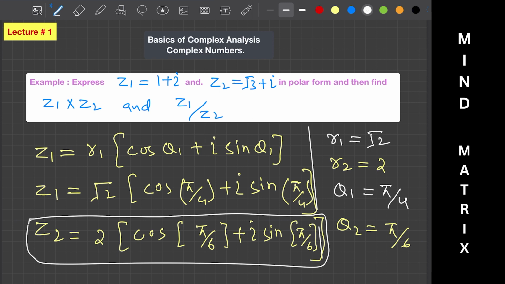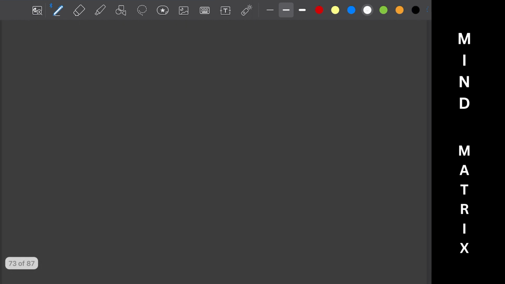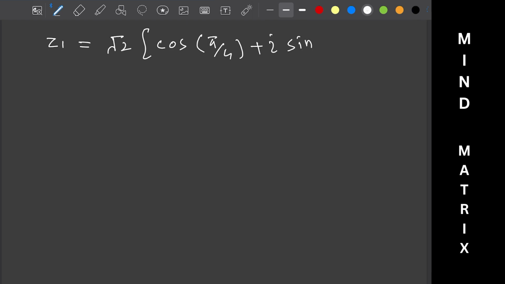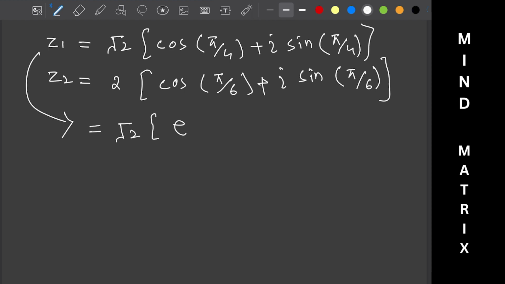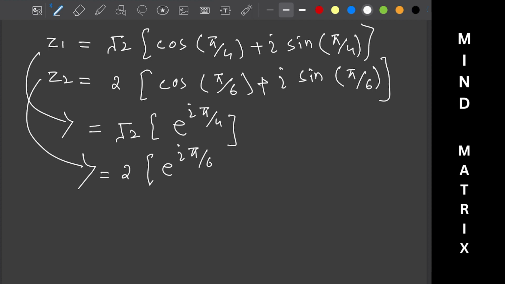So we have these two complex numbers in polar forms. z1 equals r1, which is under root 2, cos theta 1, which is pi by 4, plus iota sin theta 1, which is pi by 4. Similarly, we have z2 equals 2 cos pi by 6 plus iota sin pi by 6. Now we are going to express both of the equations in Euler formula. So it's under root 2 e to the power iota pi by 4, and similarly we have the second equation as 2 e to the power iota pi by 6.